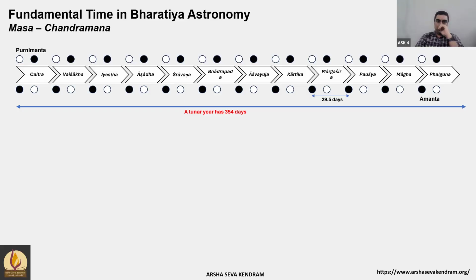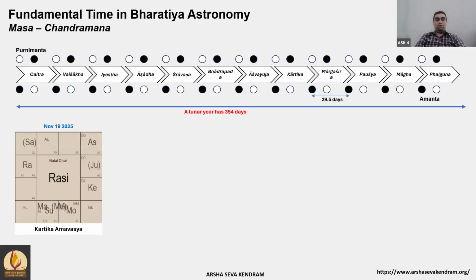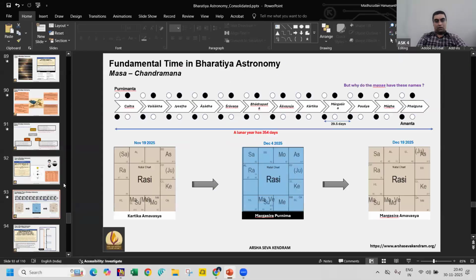Now, let us see a few examples of this, right? So, for example, let's look at November 19th, 2025. This was just 2 weeks back or so, Kartika Amavasya. So, you can see that the angular separation between the sun and the moon is very less. You can see that the moon is here, the sun is here, and the separation is very less.